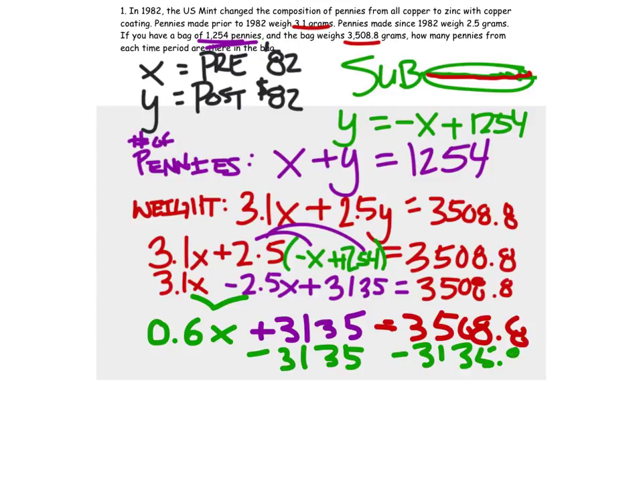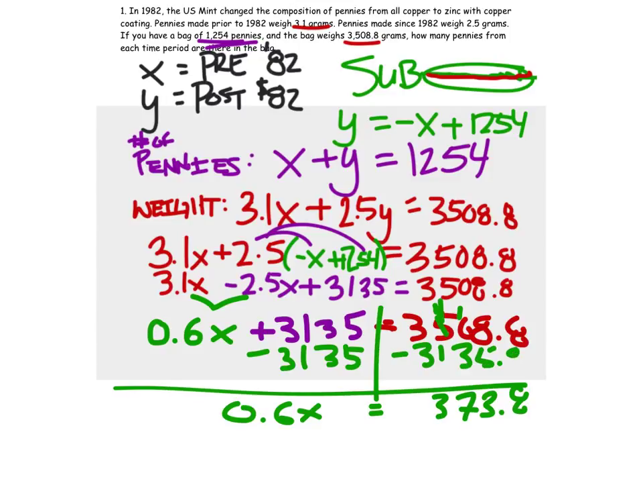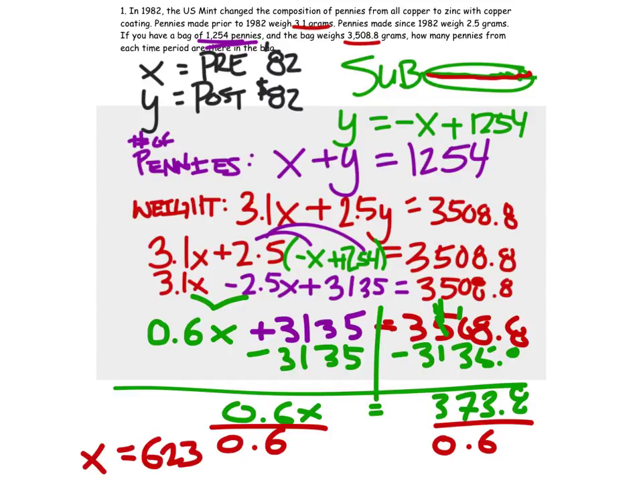We can make a decimal right there. All right, so after subtraction, we get 373.8 equals 0.6x. Now to solve for x, which is my pre-82 pennies, I divide by 0.6 on both sides. And I get x equals 632, which we can write: x, which is pre-82 pennies, is 632 pre-82s. Bam, there's x. So the question now is, how do we solve for y?